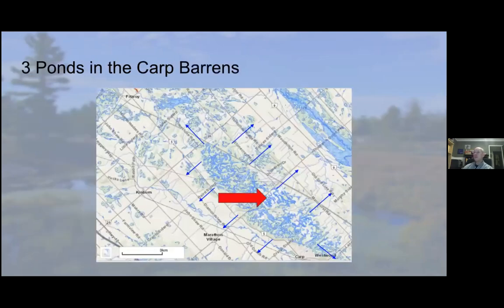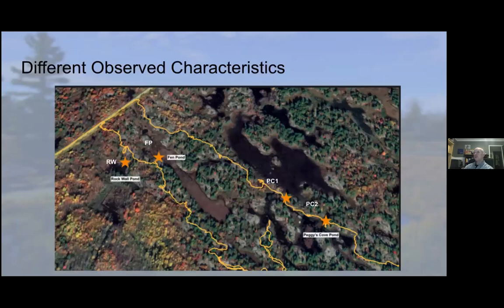So as I mentioned earlier, we targeted 3 ponds in the Carp Barrens. And for people who aren't familiar with Carp Barrens, it's an interesting location because it's at the top of a hill. So generally the water is just flowing away from the Carp Barrens. So major water bodies like the Ottawa River or minor ones like the Carp River don't have any impact on it. We did choose ponds with different observed characteristics, but they all have some human presence.